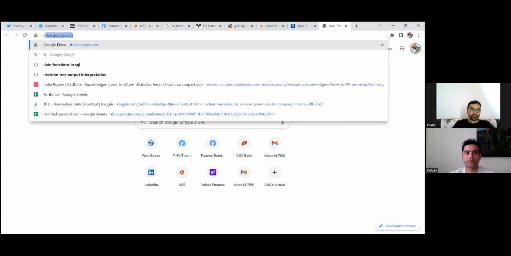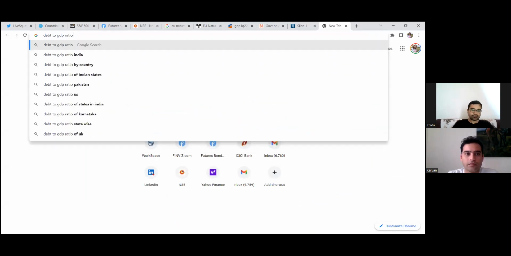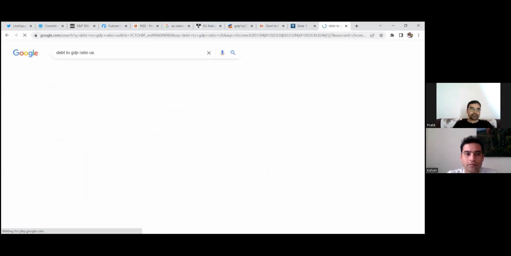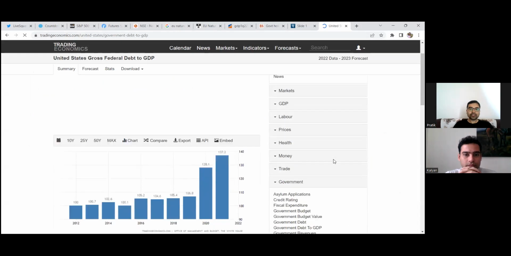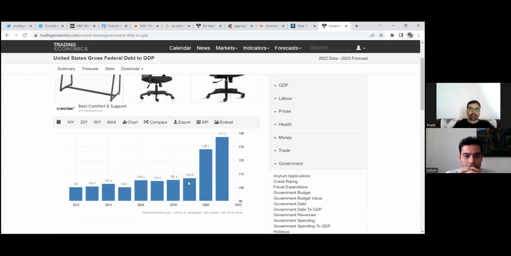Look at the debt to GDP of the US, right? So you can see that in the last couple of years it has gone up substantially. Look at 2009, it was 106%. Now it is at 137%, right? Now, how does the government pay back its money? It basically pays back by either raising new debt or getting the taxes, right? It has to get the taxes.